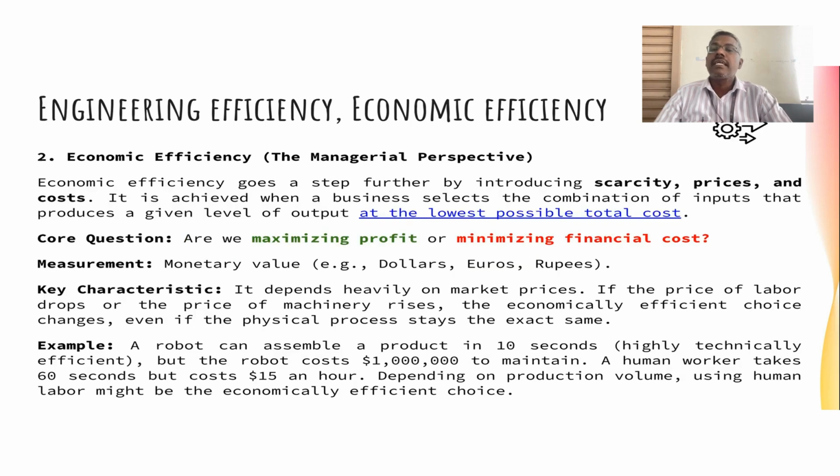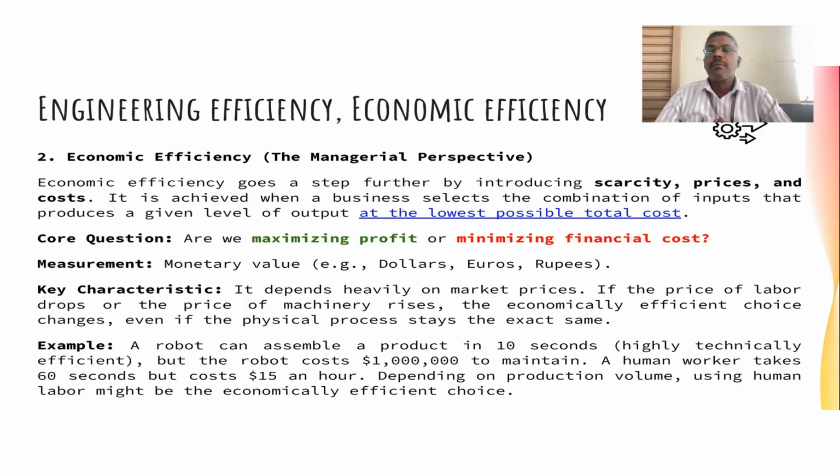But in the case of economic efficiency, it is a managerial perspective. So here, cost comes into the picture. Economic efficiency goes a step further by introducing scarcity, prices, and cost. It is achieved when a business selects the combination of inputs that produces a given level of output at the lowest possible total cost, right? So here we are talking about dollars, euros, and rupees.